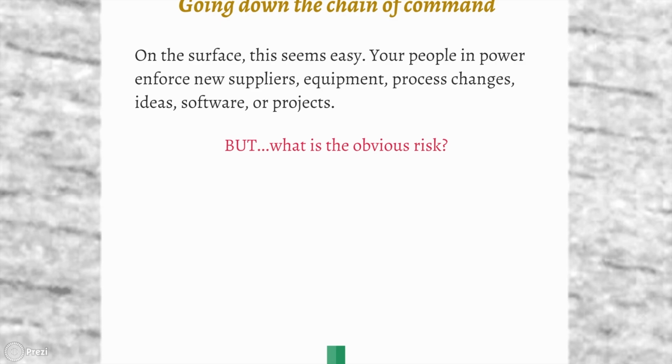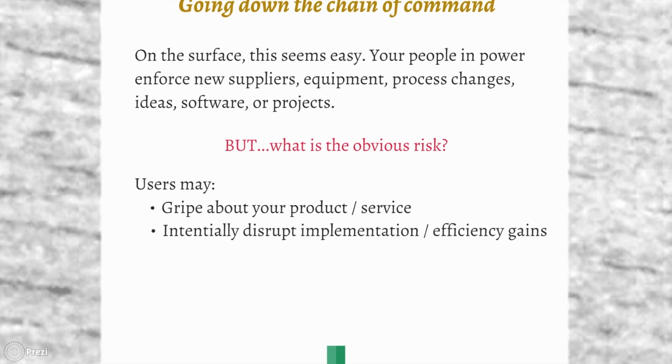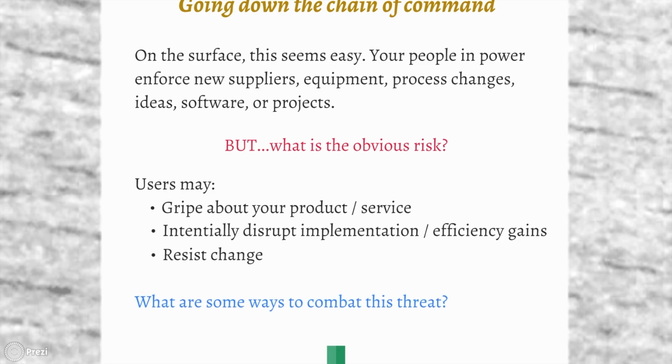But what's the obvious risk? Users may gripe about your product or service. Users also may intentionally disrupt the implementation or disrupt the efficiency gains that your product or service gives that organization. And lastly, users may resist change. Not going down the chain of command, or going down the chain of command improperly, has some obvious risks.